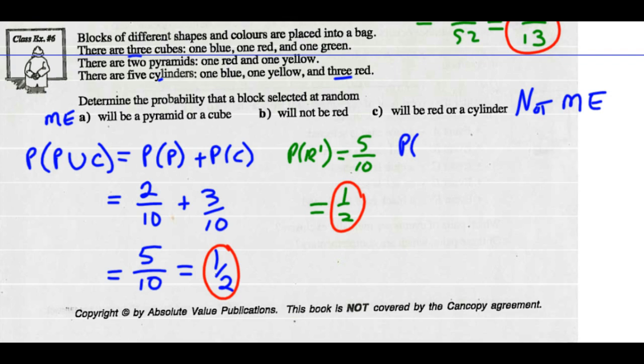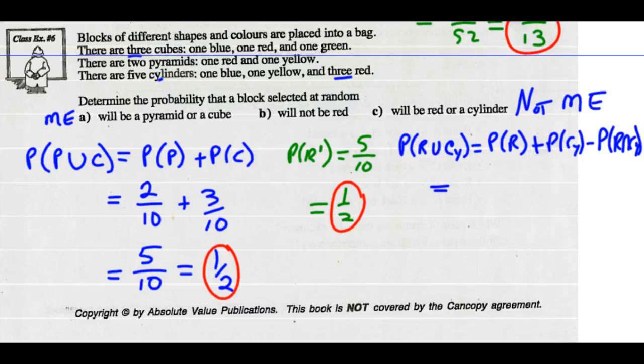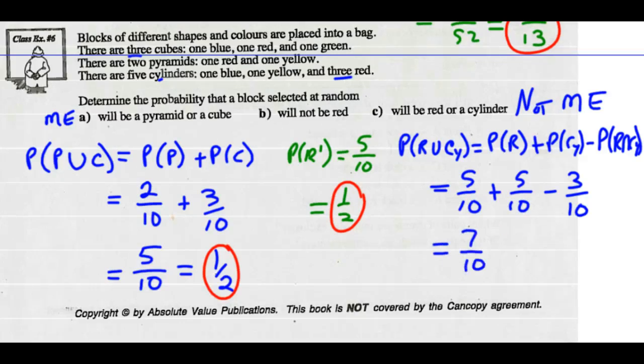So probability of red union with a cylinder should be probability red plus the probability of a cylinder minus the probability of a red union cylinder. All right. So the probability of red we just determined was 5 out of 10. Probability of a cylinder is also 5 cylinders out of 10. Minus the probability of a red cylinder. Well, there are 3 red cylinders out of 10 objects. So we add that up. 5 tenths plus 5 tenths minus 3 tenths is 7 tenths. All right.